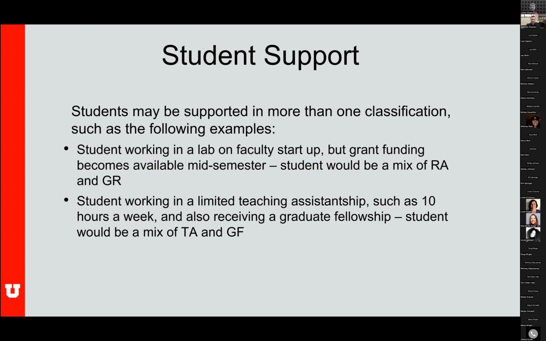Students can be supported in more than one classification. That is very common. It doesn't happen all the time, but we do see it. You see very commonly mixtures of RAs and GRs. You may have a student who's a TA for part of the time and then a GF for the rest of their support. You can see almost any type except for maybe TA and GT. I don't think I would see a circumstance where that would happen, but I'm willing to be surprised.